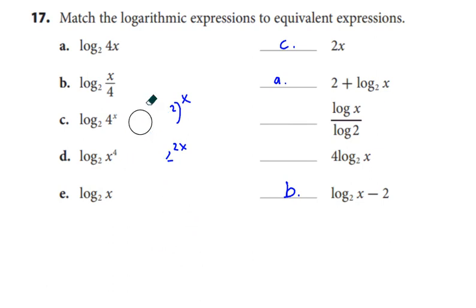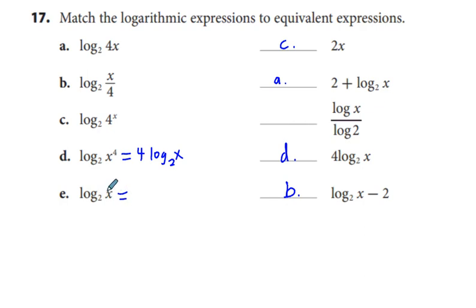Next, D. We have log base 2 of x to the 4th power. Well, that's going to be our power property. So it's going to be 4 log base 2 of x. And so we really don't have anything more to do here. That's going to be D right here. And then by process of elimination, we already know what E is going to have to be.